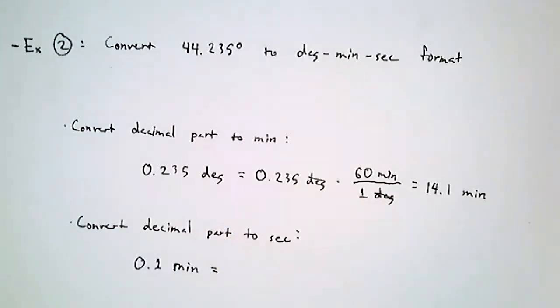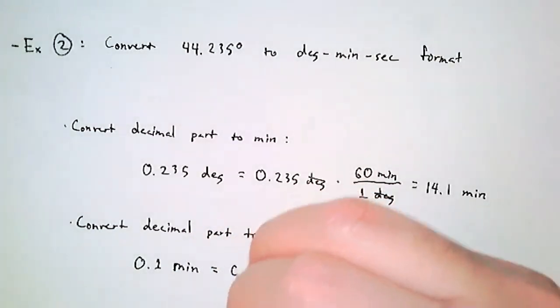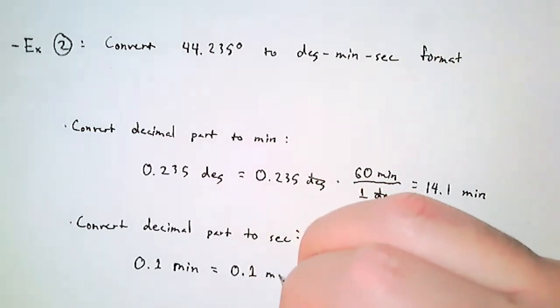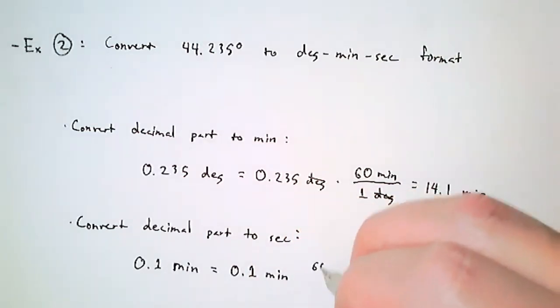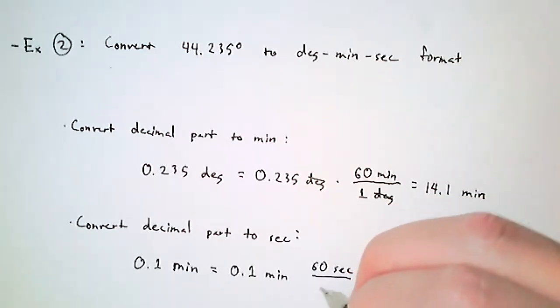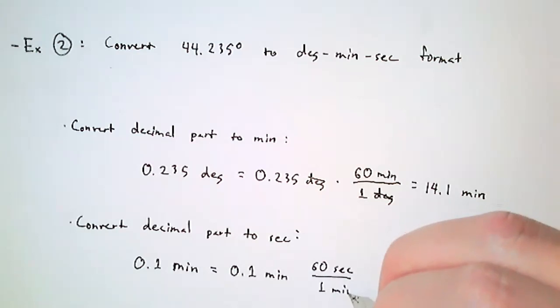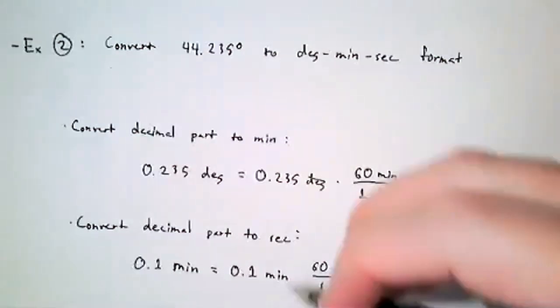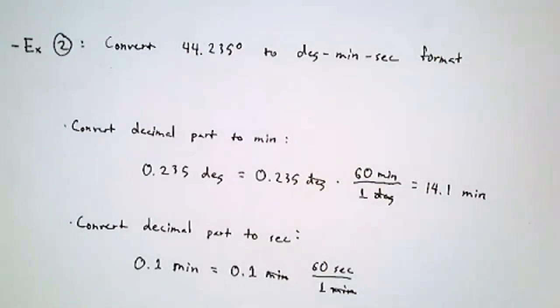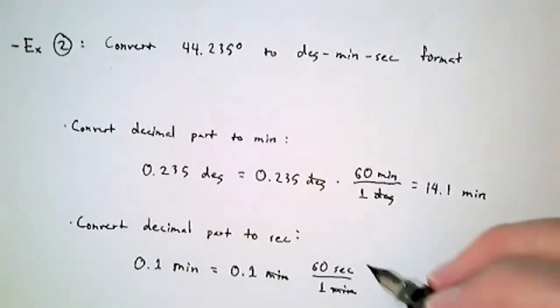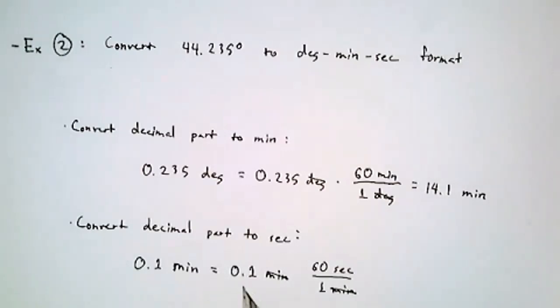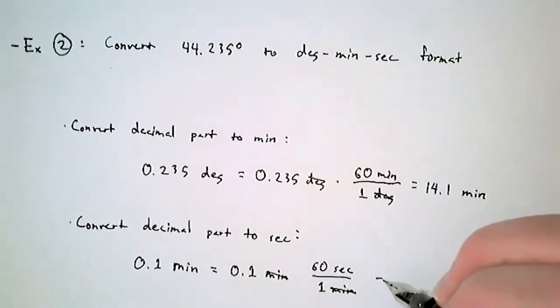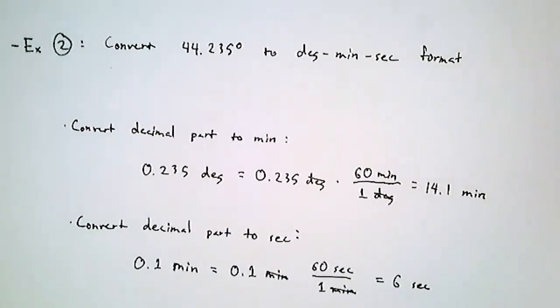And we know that there are 60 seconds per minute. So we take our 0.1 and we multiply by 60 seconds per 1 minute. It works out just like before. The minutes go away and we're only left with seconds. And we have to multiply 0.1 times 60, which gives us a whole number, 6 seconds.